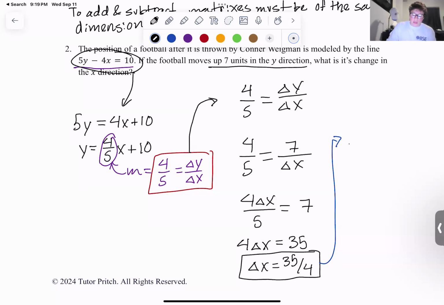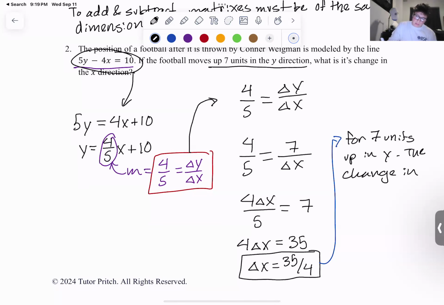So for 7 units up in y, the change in x is 35 over 4. And since it's positive, I guess you could say it moves to the right, right? Because when you have a graph of x and y, a positive change in x means it's moving to the right. So you can say that too, and you can get even more detailed.